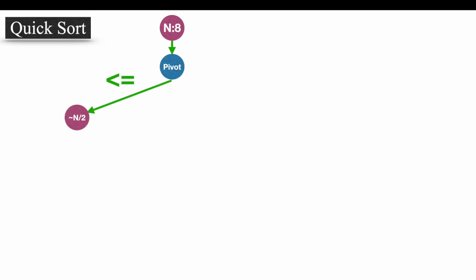See here you have an array of length 8. So we are going to consider a pivot, which is going to divide this array into two parts, n by 2 and n by 2. On the left side, approximately you will have n by 2 elements which are less than or equal to the pivot. On the right side, approximately you have n by 2 elements which are greater than the pivot. So approximately it takes n comparisons.